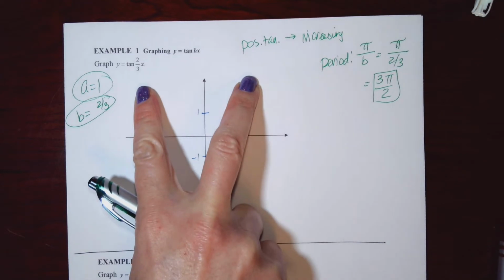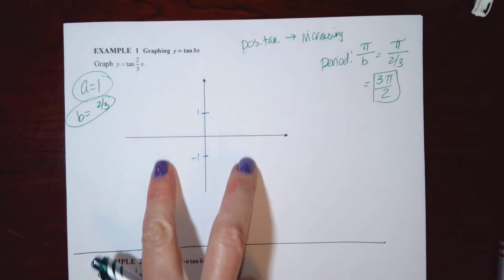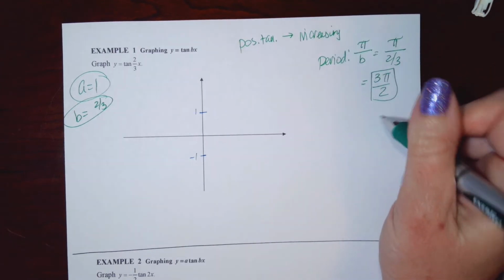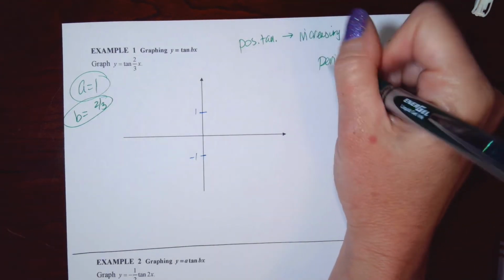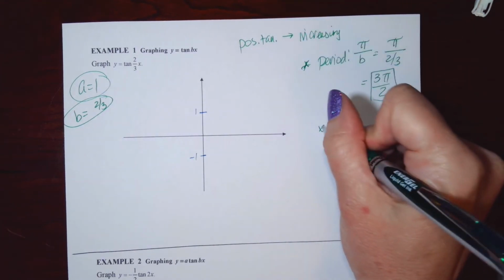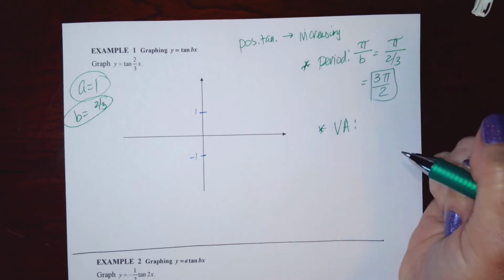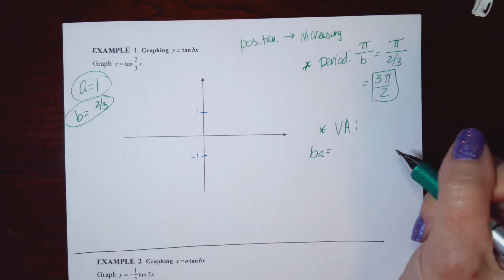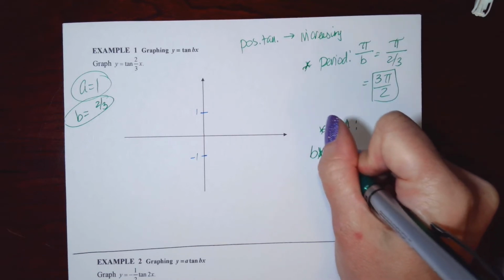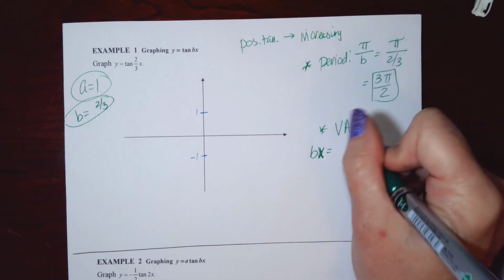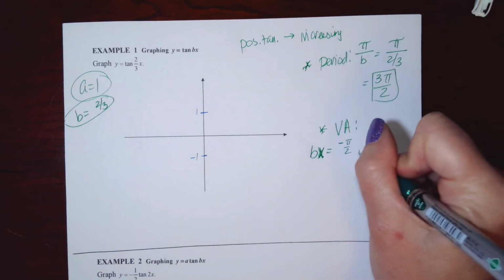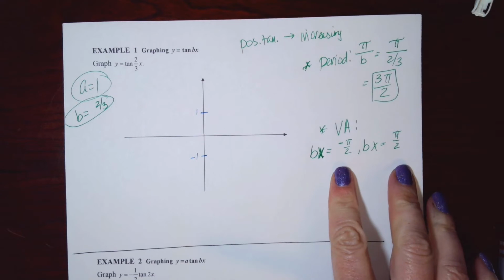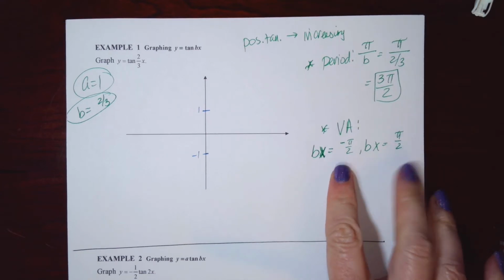So we expect we're going to have vertical asymptotes on either side of my y-axis, unless I have a phase shift. So we found our period. Now we're going to find our vertical asymptotes. For tangent, the starting place for those vertical asymptotes is bx, not a. Bx is equal to negative pi half or positive pi half. And you can kind of do these at the same time here in a minute. I'll show you how, but we're going to start here.